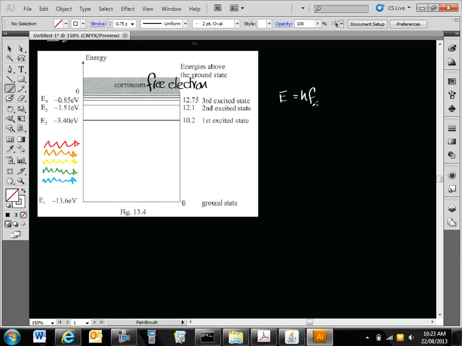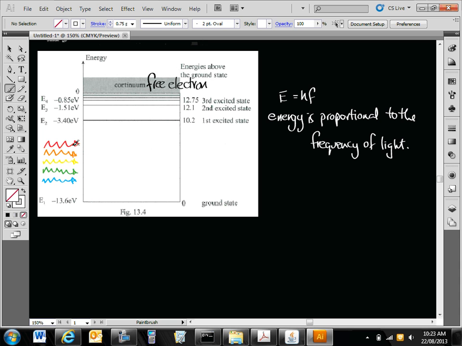Just know that the frequency is proportional to the energy, or the energy is proportional to the frequency of light.